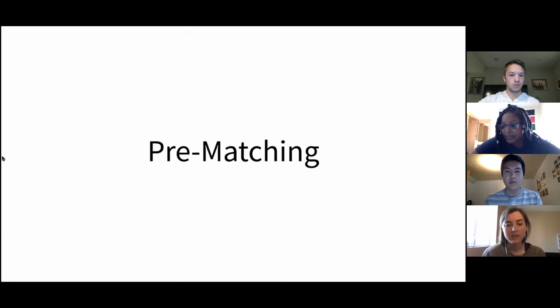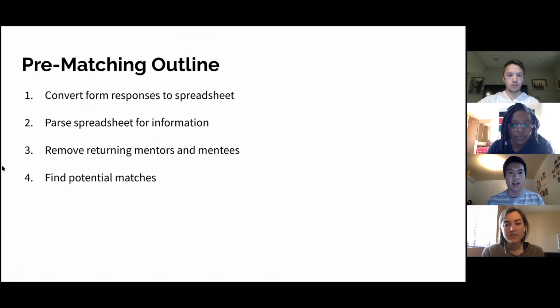Yeah, so like Biaki mentioned before, one of the first things we had to do on the technical side was pre-matching, which is basically we had to build a list of potential matches. And the first step to that, which will be shown later on, is we have to first convert form responses to a spreadsheet. So the mentors or the volunteers fill out a form that then gets sent to a spreadsheet, which we then use as our database. And we then parse that spreadsheet for information.